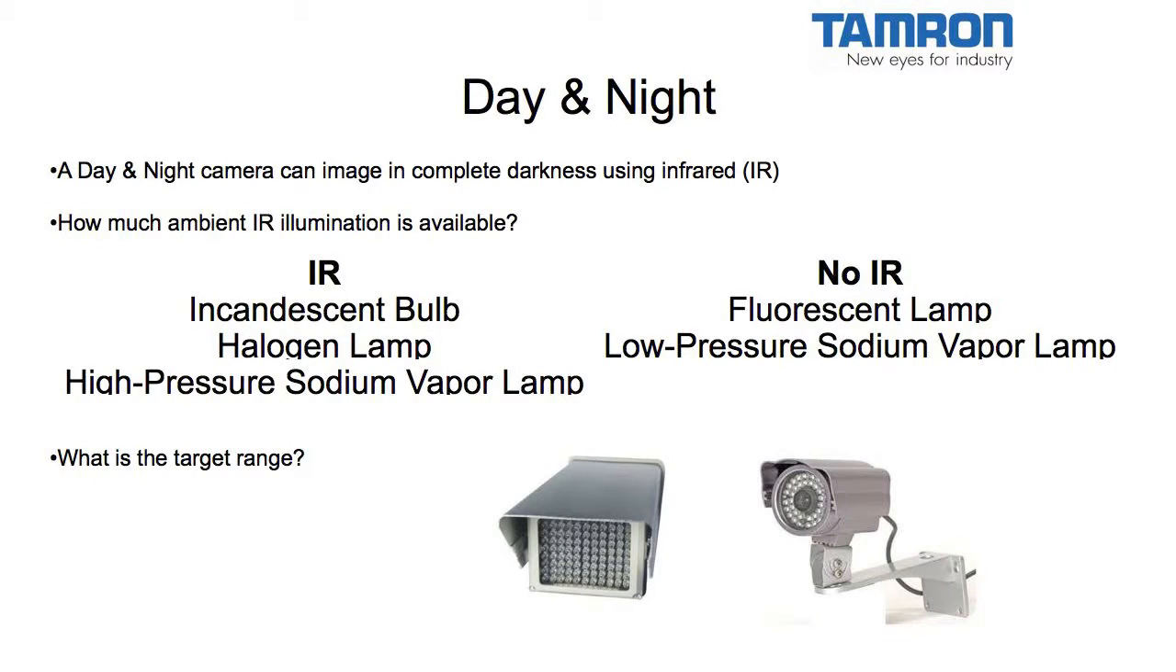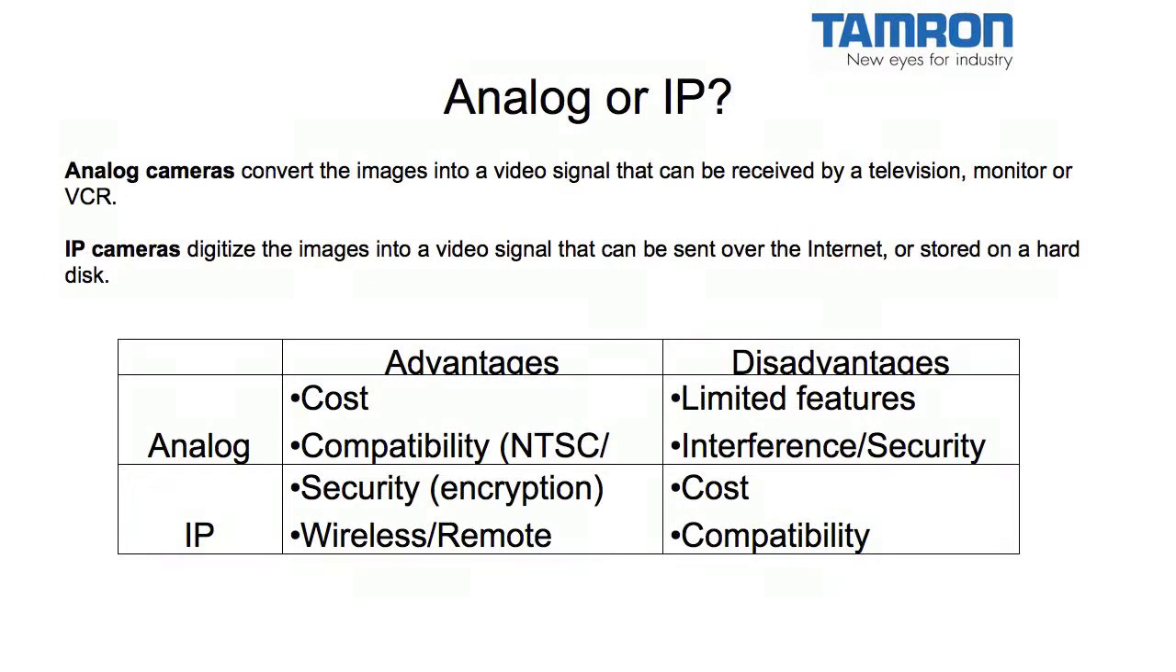A day and night camera can take images in complete darkness using infrared. If you decide that you will need a day and night camera, consider the amount of ambient infrared illumination that is available. If little or no infrared illumination is available for your application, you will need a source of infrared illumination in addition to your camera. Be sure that you have considered the range of your target when determining the type and amount of infrared illumination you will need. Next, you will have to decide how your camera should transmit image data.